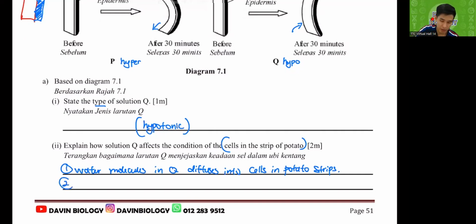And then what happened to my cells? Becomes what? Become turgid. Okay, very good. Because this is plant cell, right? Potato plant. So plant cell become big, turgid. 2 marks, just nice.